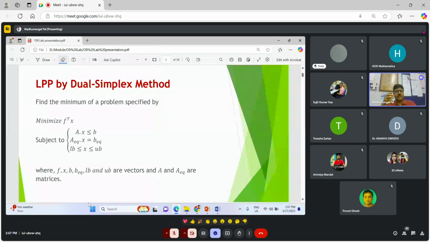Now I'm just considering the general form of the LPP. Normally we solve the LPP by the simplex method or two-phase method or any other kind of method. In those problems we consider the maximization problem. But here we have considered a minimization problem. Minimize f^T x. f^T x is the objective function, that means c1 x1 plus c2 x2 up to cn xn. And every LPP has some constraints. The constraints may be of three types: one is less than or equal to type, another is greater than or equal to type, and another is the equality type.